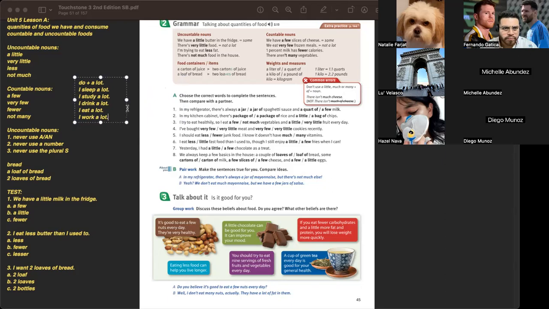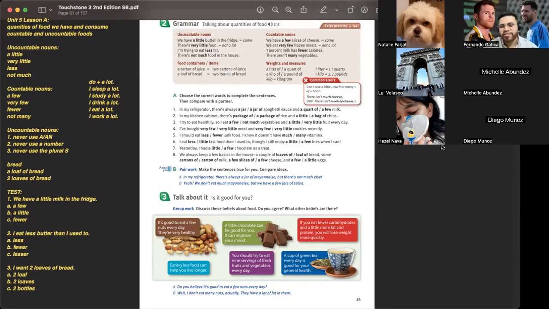Okay. Yes, Natalie, tell me. Mr. Gatica, if I want to say something more than mucho, I can say I sleep too much. Yeah, exactly. I sleep so much. Too much, exactly. It's because too much sounds negative. Remember, too is negative. If I think that is negative, I can say too much, right? Yeah, exactly. That's true. Definitely.